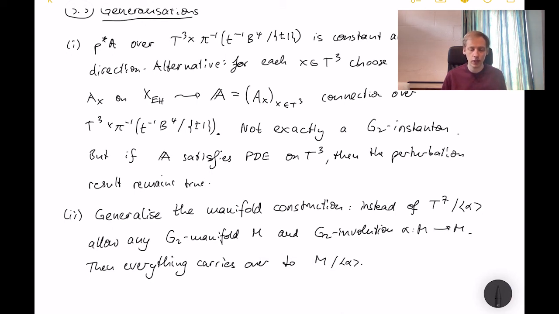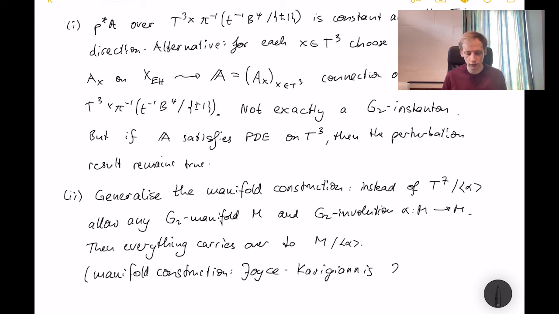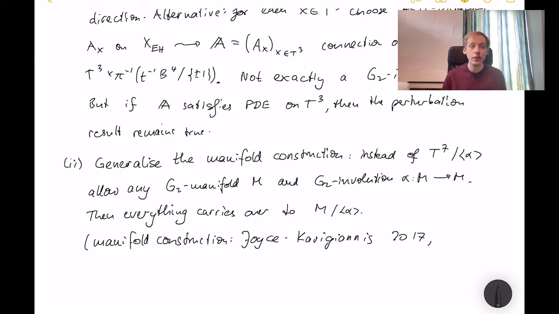And again, the way I've written it, it makes it seem that all you have to do is replace all the T^7s by all the Ms. But it turns out actually that's much harder than this. Already the manifold construction, so resolving the fixed point set of alpha in this case, that's a very hard thing to do. That was done by Joyce and Karigiannis in 2017. And the G2 instanton construction on these new manifolds, that was done by me in my thesis, 2022.